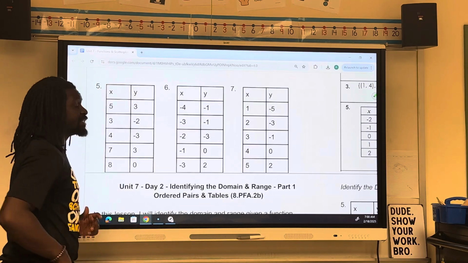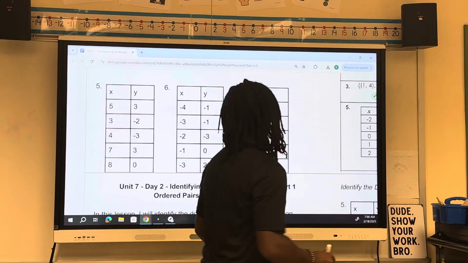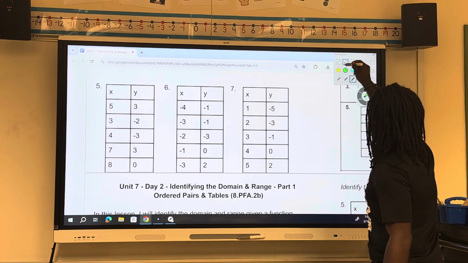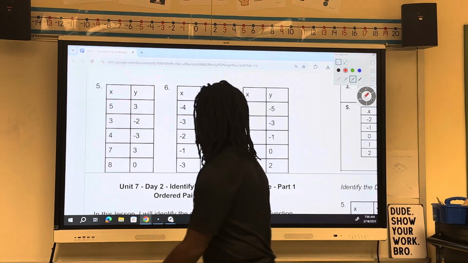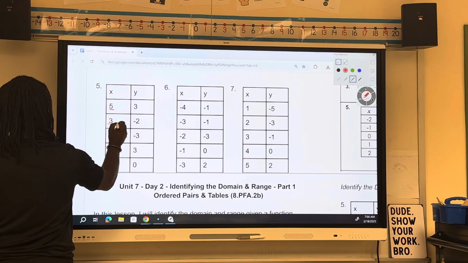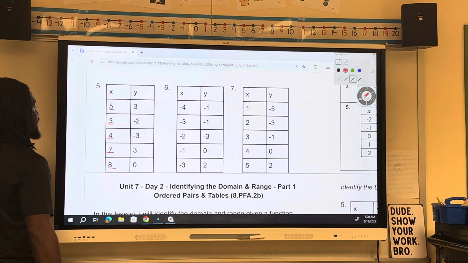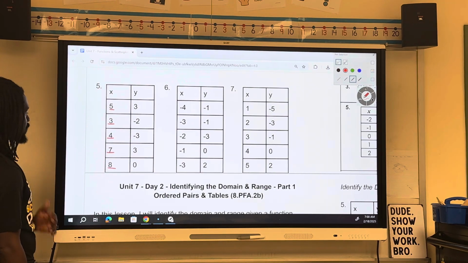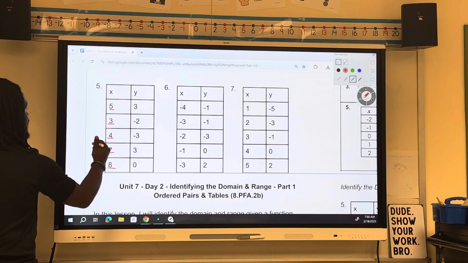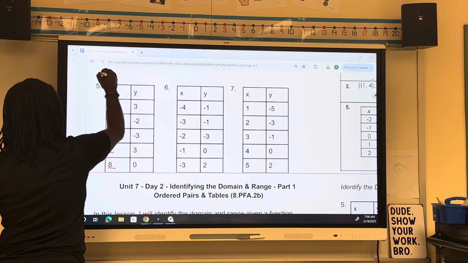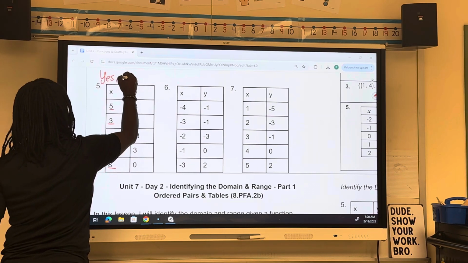okay? And in these tables, again, I want to start by looking at the x values and seeing if the x values repeat. So I got a 5, got a 3, I got a 4, I got a 7, I got an 8. I'm looking, are there any repeats? None of these repeat, so this is a function. We're going to say yes, it is a function.